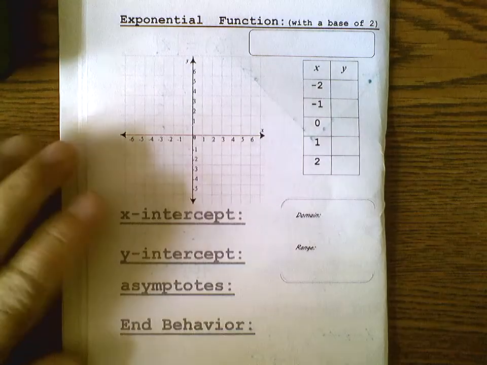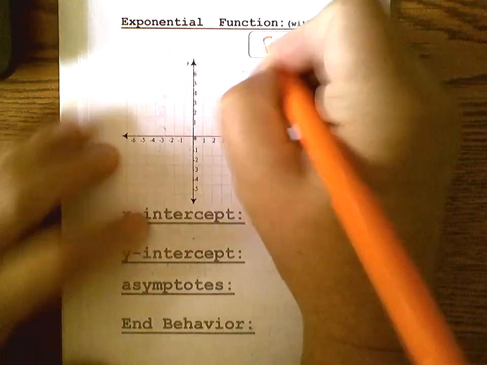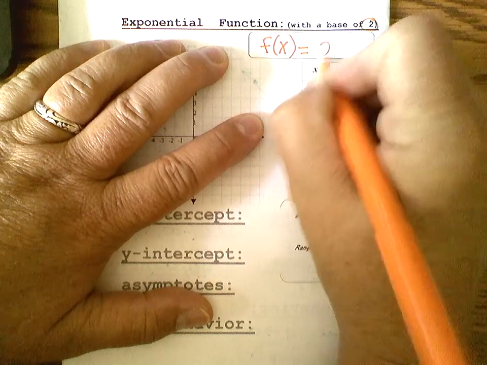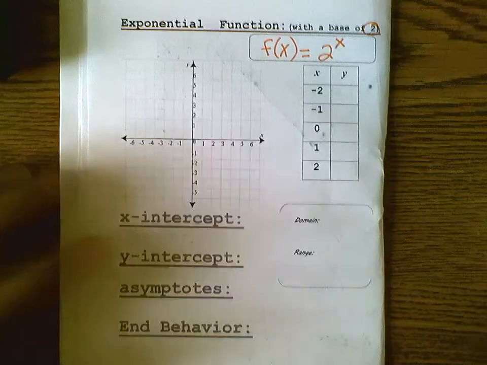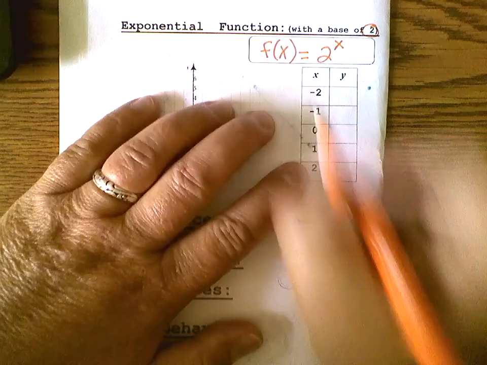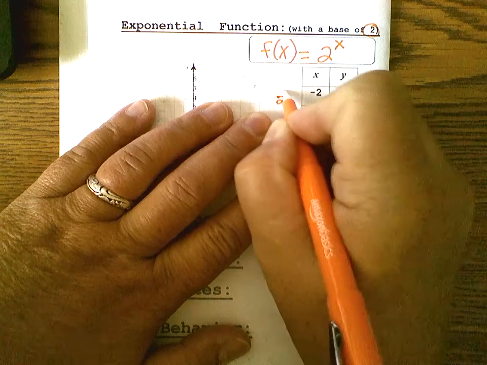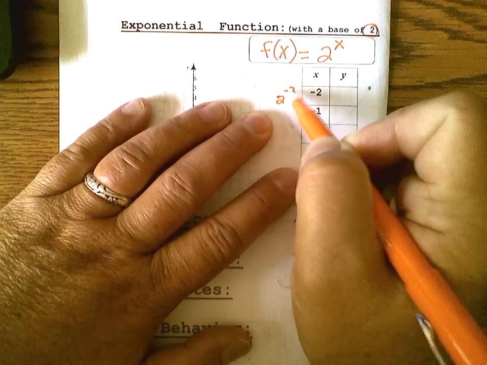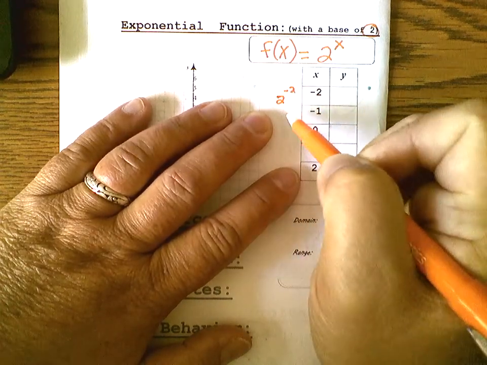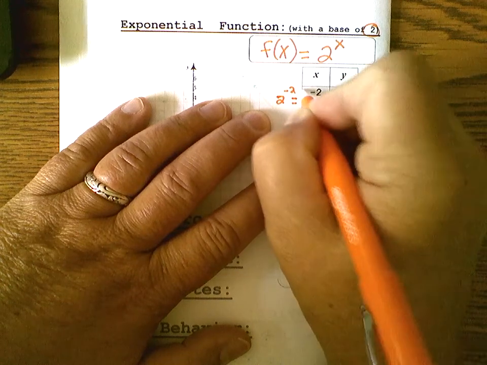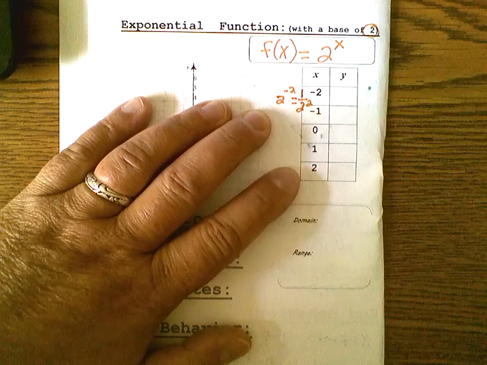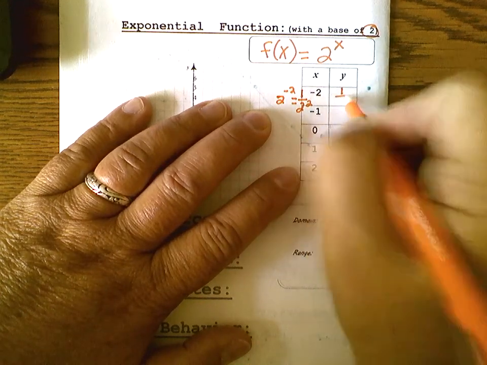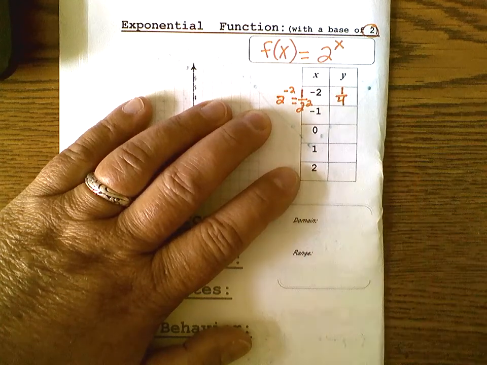Looking at the exponential function, it is something to the power of x. We're going to focus on the base of 2. So it's 2, the x is in the exponent. So if we're looking at 2 to the negative 2 power, hopefully you remember a negative exponent means we have to take the reciprocal. So that is 1 over 2 squared. Then 2 squared is 4, so 2 to the negative 2 power is 1/4.